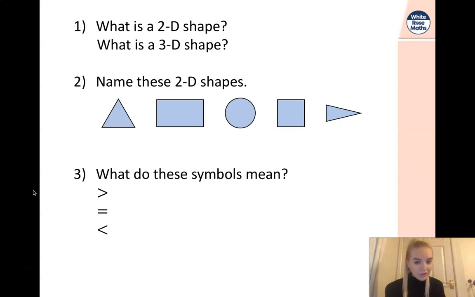Okay, some more retrieval questions here just to help you with today's lesson about area, okay? You don't have to write these down, just make sure you have a think, maybe discuss them with someone if there's someone next to you, or just have a think, okay? So again, pause the video and have a think about these questions, please.